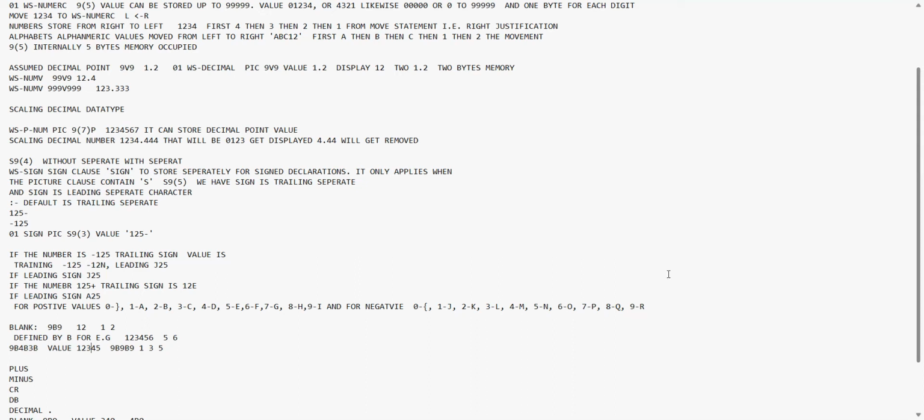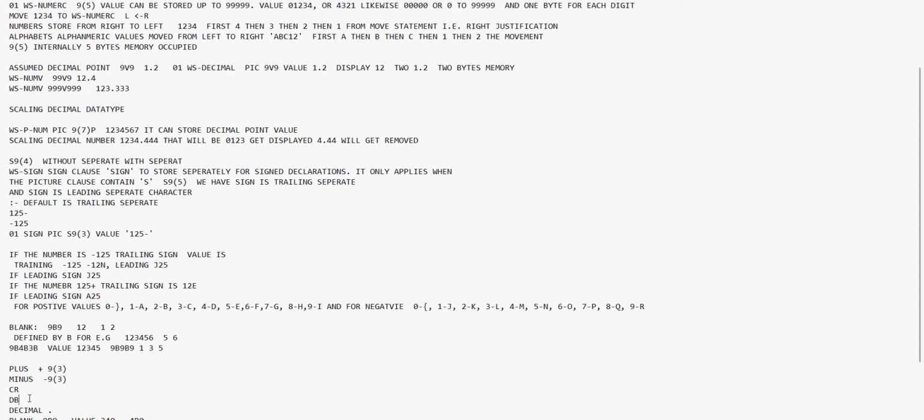Okay. And if you see the plus symbol, if you want to store some value like plus 123 and display plus 123, then you can use this plus. Where do we mention this plus? Just with a symbol before the 9, the data type. And in a similar way minus, we can say minus 9 of 3, so it will take the sign symbol for a negative value.